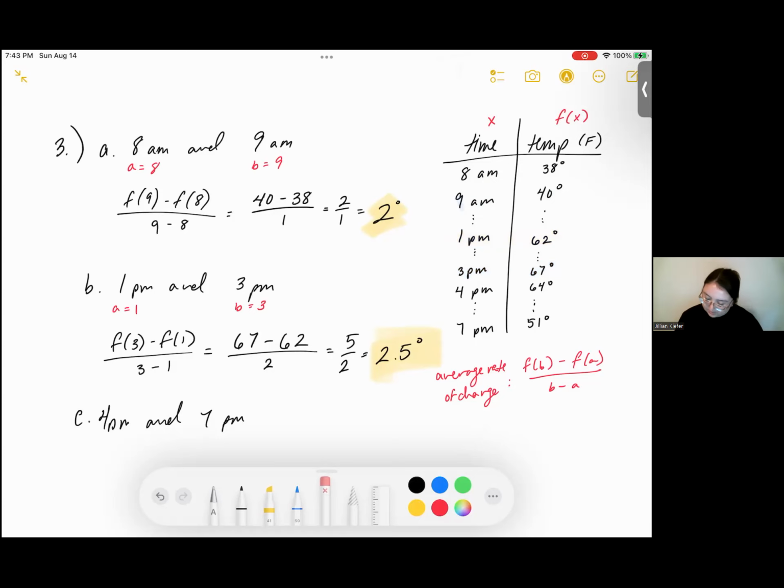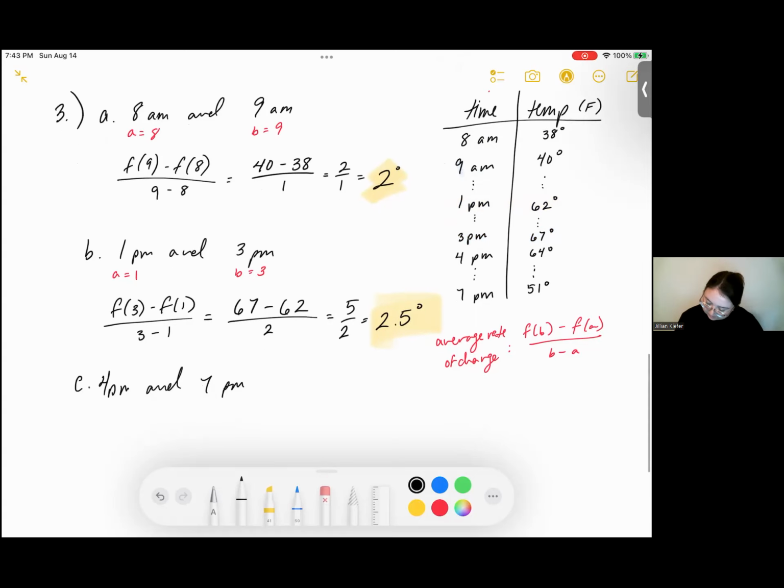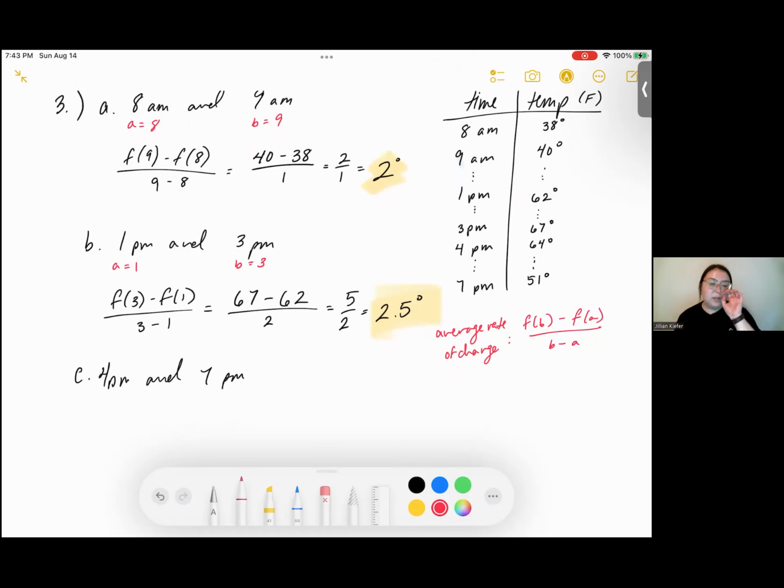So, all right, now let's go ahead and do our last one here. We have 4 p.m. and 7 p.m. Let's go ahead, we'll switch it up. We'll say 4 p.m. is B and 7 is A. So B is 4, A is 7. Just to show again that it doesn't matter which one we pick, as long as the formula is correct, we should get the right answer.